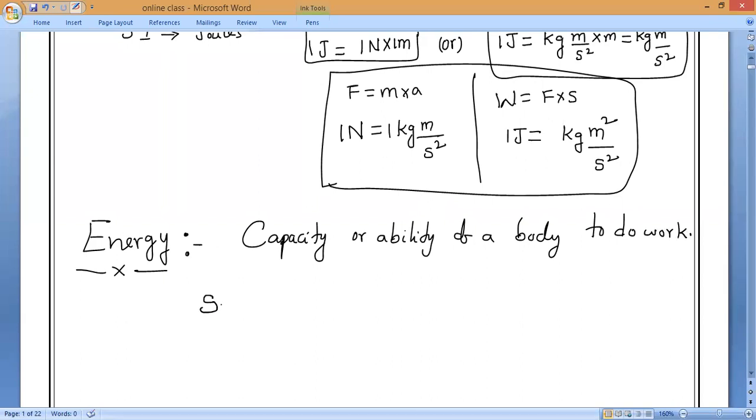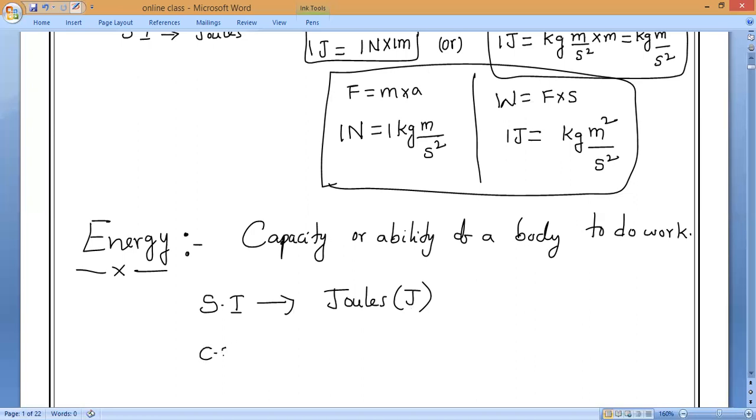So what is the SI unit of energy? Joules only. But here, is it possible to write Newton meter in place of joules? Can I write Newton meter in the case of energy? No. In energy, we will write only joules. But in the case of work done, in place of joules, we can also write Newton meter. Be very careful. So that is what you have to remember.